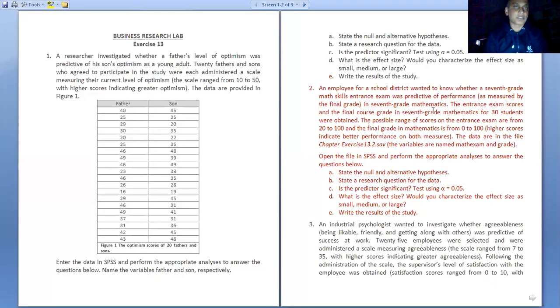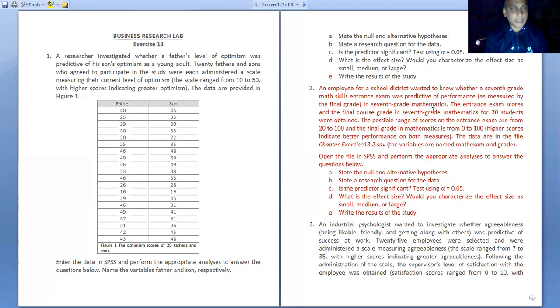Welcome back. In this session on Business Research Lab, we'll be doing the solution to the 13th exercise, question 2 and question 3. I suppose you have already seen and done them on your own. So let's look at how the answers can be worked out for question number 2 and question number 3. This exercise 13 is all about simple linear regression.